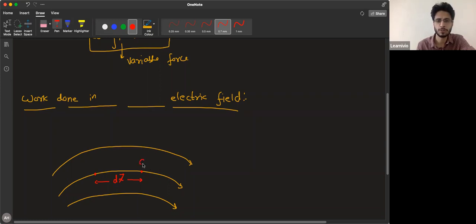So these are 2 points. One is point C, another is point D. The separation between C and D is dx. I place a charge here. This is dq charge, and this is the field.